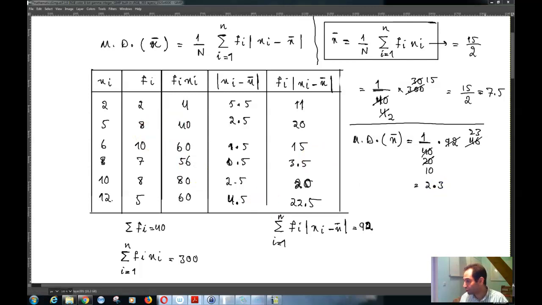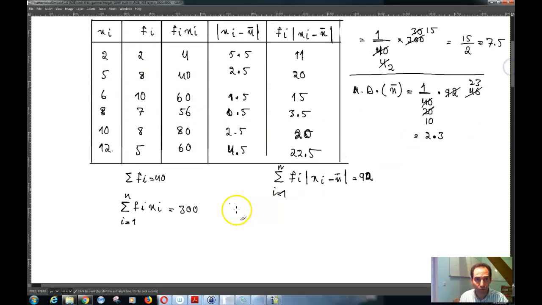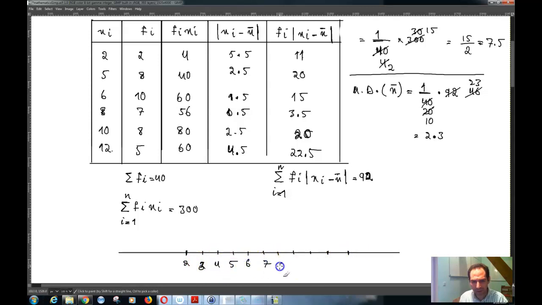That is 2.3. So what this number actually means is that you can see your numbers go from basically 2 all the way up to 12. On a number line, if you go 2, 3, 4, 5, 6, 7, 8, 9, 10, 11, and 12.